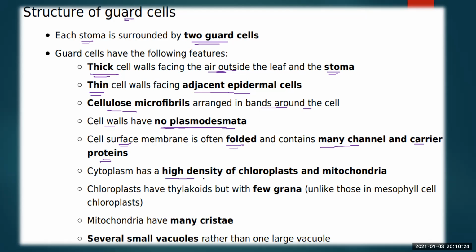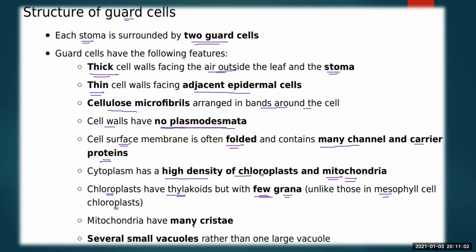Now, the cytoplasm has a high density of chloroplasts and mitochondria, right? Since there are also proton pumps, we need energy for that, ATP. So that's the reason we need mitochondria there, right? Now, chloroplasts have thylakoids, but with few grana, which is unlike mesophyll cells. Mesophyll cell chloroplasts differ a little: their chloroplasts have thylakoids, but few grana.